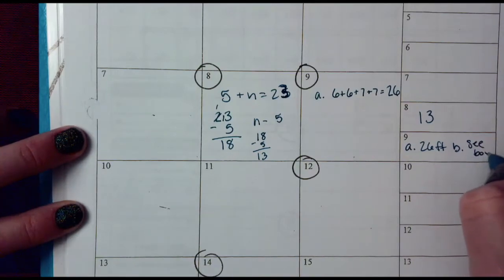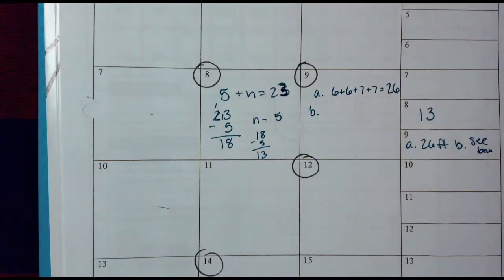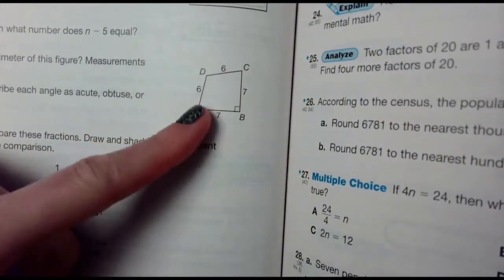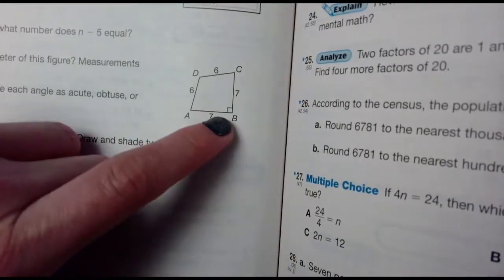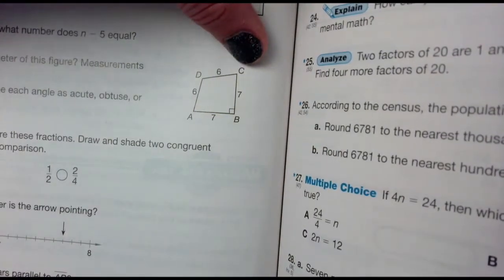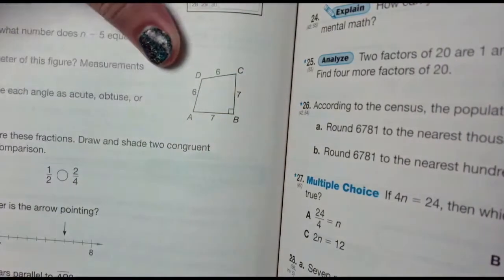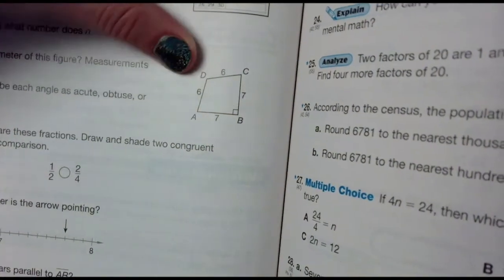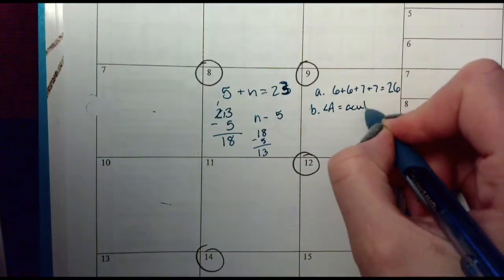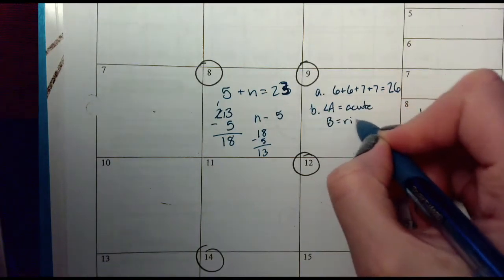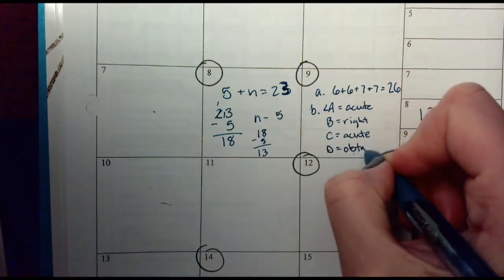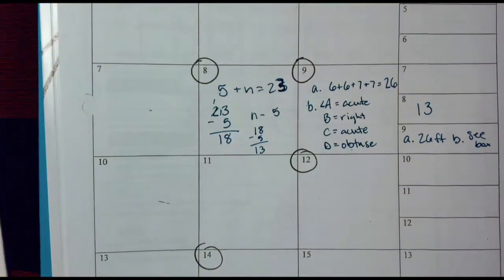B says to describe each angle as acute, obtuse, or right. So if we look here, we can see A is smaller than 90, so that would be acute. B is 90 degrees. It's like the corner of a paper. It's got that little box, so it's a right angle. C is smaller again, so that would be an acute angle. And then D, you can see, is bigger, so that would be obtuse. So you can write angle A equals acute, B right, C acute, and then D obtuse. And then in the box I just wrote B, C box.